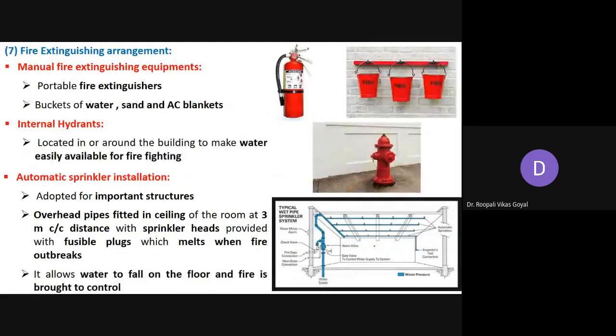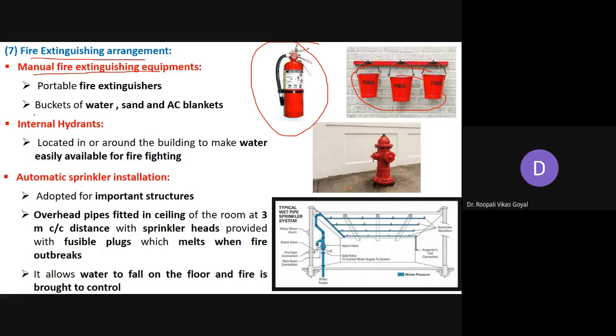Now, apart from this construction part, whenever a fire takes place, you should have certain arrangements to extinguish the fire. So for that, fire extinguishing arrangement is a must. There are various types of arrangements possible. First is manual fire extinguishing equipment. In that, portable fire extinguishers can be provided, and you can also provide buckets of water or sand, and asbestos cement blankets, so that you can apply them on the fire. So this is the manual mechanism.